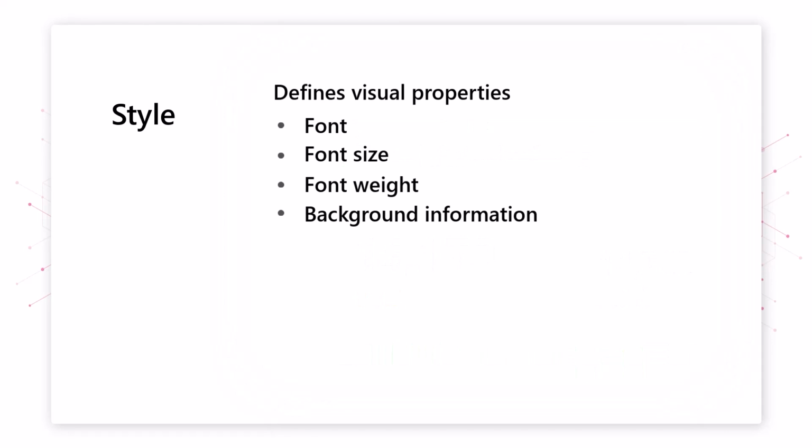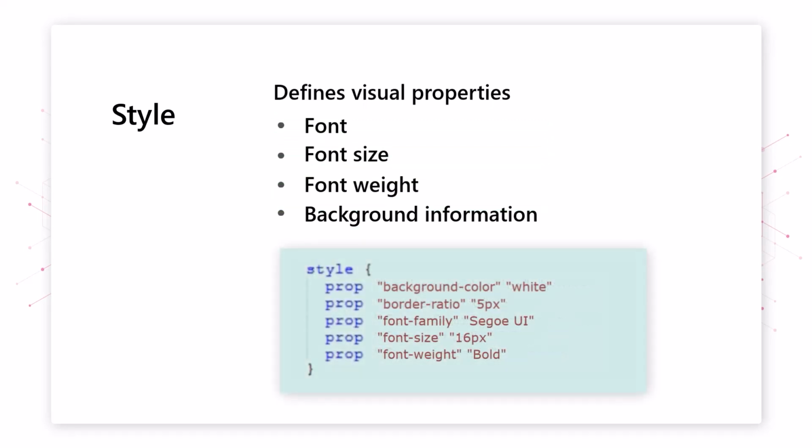The style tag defines visual properties such as font, font size, and font weight, as well as background information. In our example, you can see that we've set the background color, the font size, and the weight, in this example, bold. Let's do a quick demonstration of this.